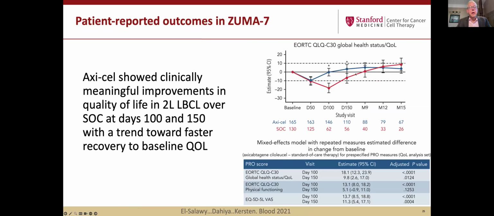Not only was the therapy more effective, but the patient-reported outcomes favored the treatment with ZUMA-7 axi-cel. There were benefits, as you can imagine, when patients are going through the auto transplant, they're not as happy with the chemotherapy. But even in the long term, the CAR T cells showed benefits.